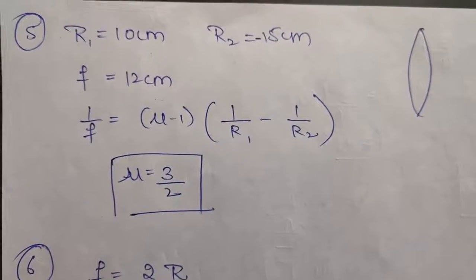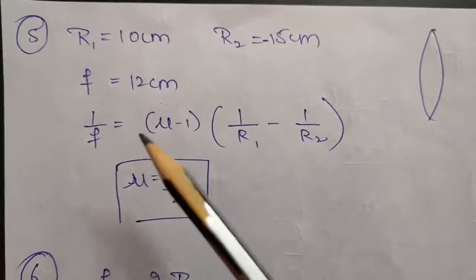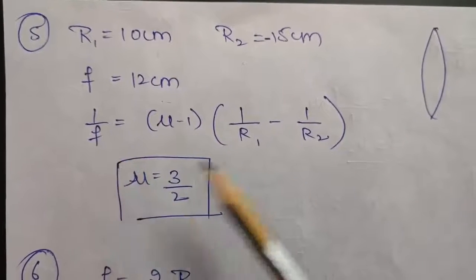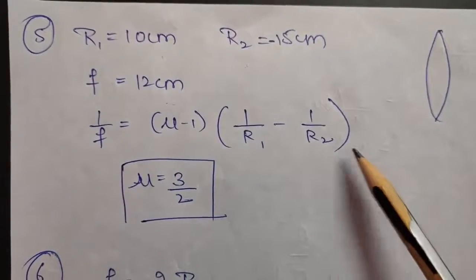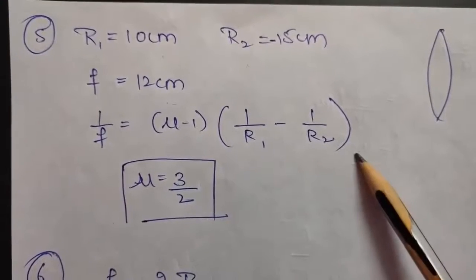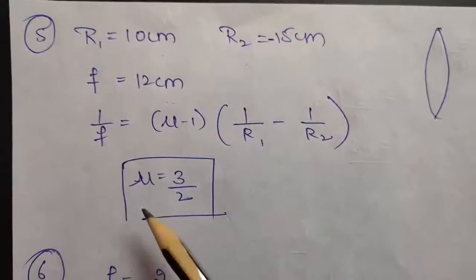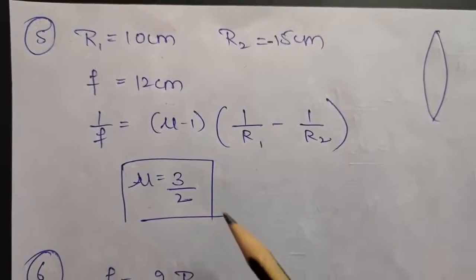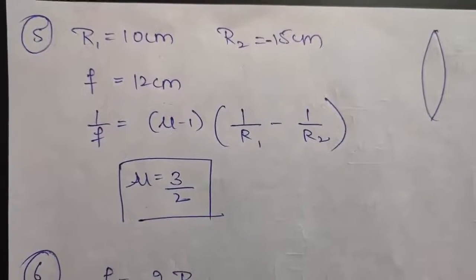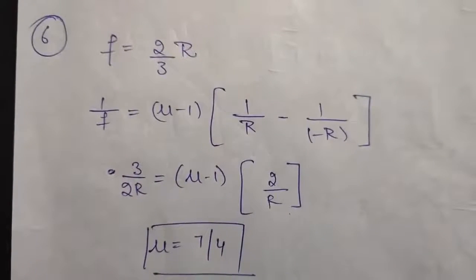So this is a very easy question, just a formula based question. Use lens maker's formula, that is 1 upon F is equals to mu minus 1 into 1 upon R1 minus 1 upon R2. Put all the values, you will get the value of refractive index of the material to be 3 by 2.